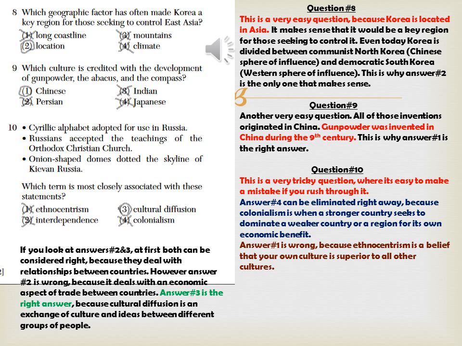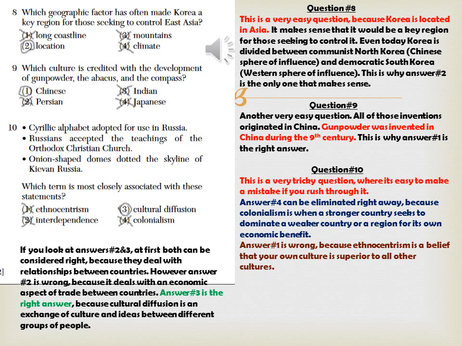Which culture is credited with development of gunpowder, the abacus, and the compass? Now, this is another easy question. All those inventions were originally invented in China. But the 4 choices that they're giving you are number 1 Chinese, number 2 Persian, number 3 Indian, and number 4 Japanese. Right away, you have to know that it's China.